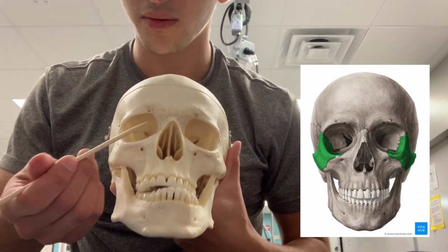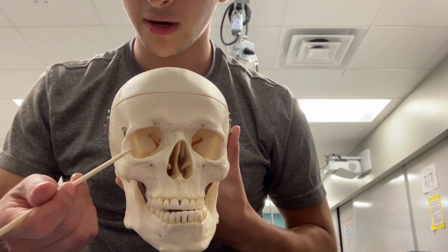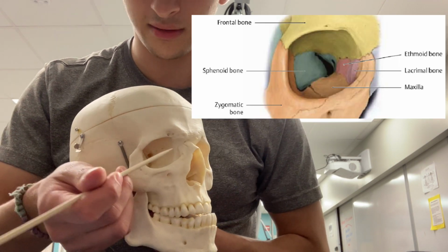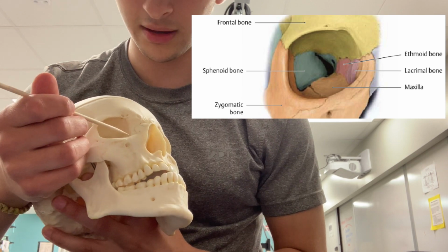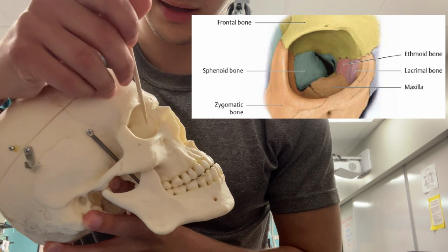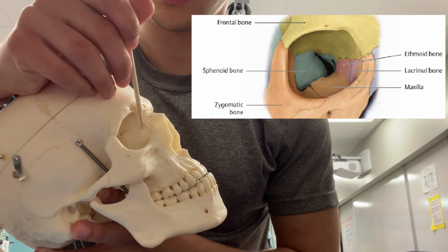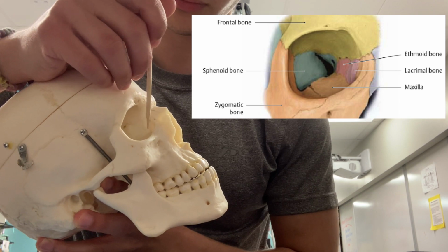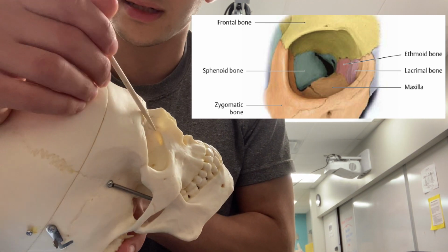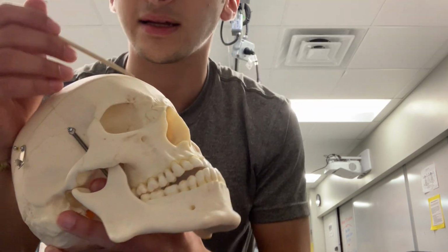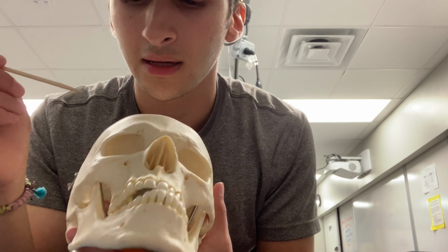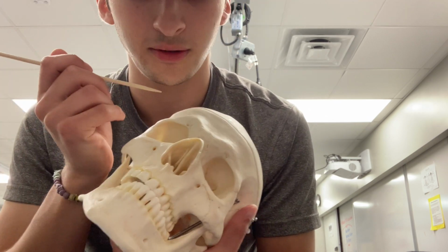So if we look into the orbit, and remember the orbit is right here, our eye socket, the most anterior bone that we need to be aware of is the lacrimal bone. So let's see if I can get a good angle here. This would be the lacrimal bone right here, all along here. And if this helps you remember, there's a little groove in here, so it's kind of hard to see, but there's a groove right down there, and that's called the lacrimal groove, and that's where the lacrimal gland is, where our tear duct is.